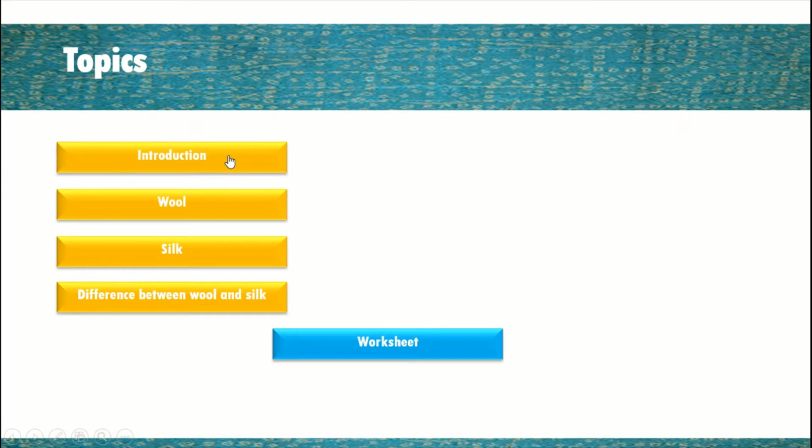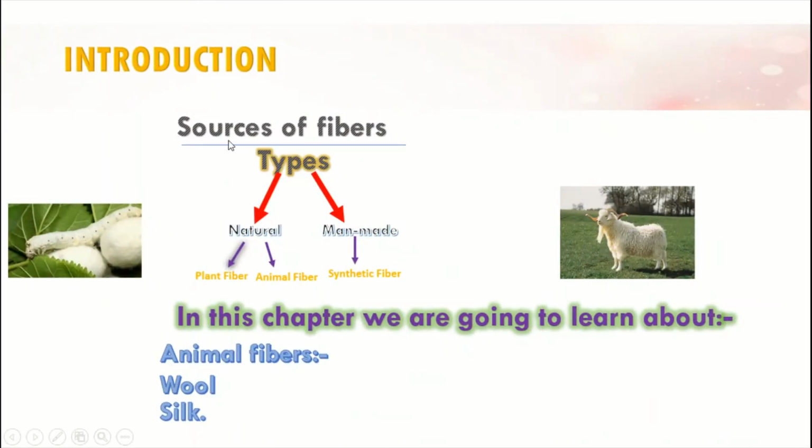So in the previous class you have learned the sources of fibers, right? There are types: natural fiber and man-made fiber. In natural fiber there are categorized plant fiber and animal fiber. So this is plant fiber and animal fiber and synthetic fiber.